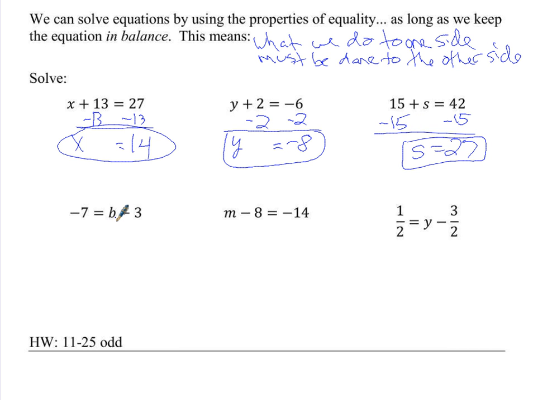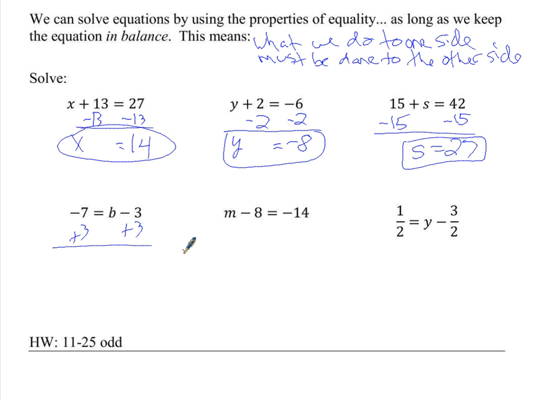To get b by itself here, I'm currently subtracting 3 from b. So what do I have to do to get rid of that minus 3? Add 3. We're trying to get that to turn into 0. So I'm going to add 3 to both sides.